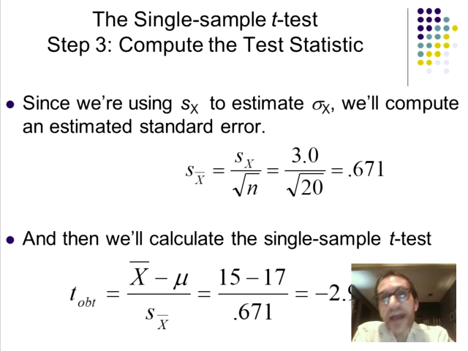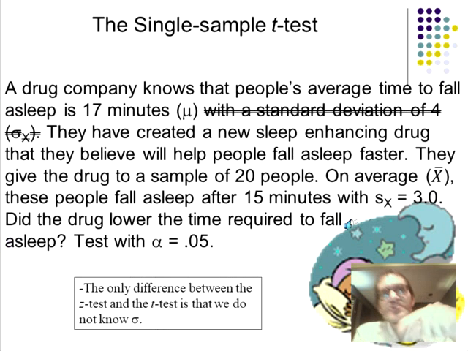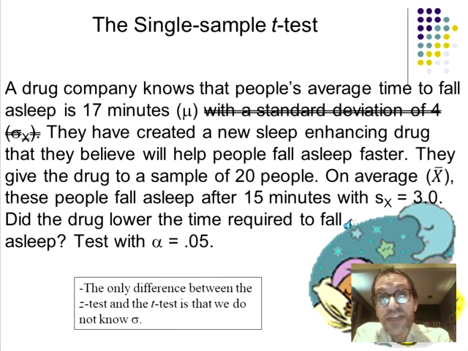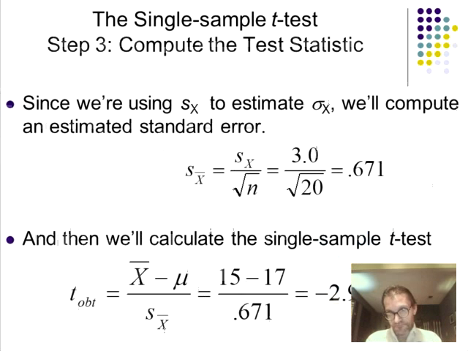And it's the same calculation, except now it is the sample that I drew, a sample of size 20, fell asleep in 15 minutes, x bar equals 15, with a standard deviation of 3. And so lo and behold, it's the 3 over the square root of 20, and we get 0.671. Then we'll calculate the single sample t-test.